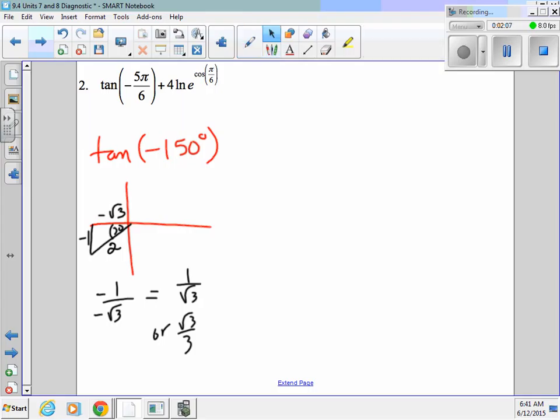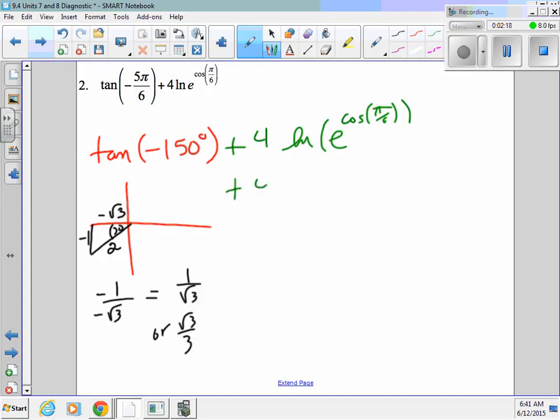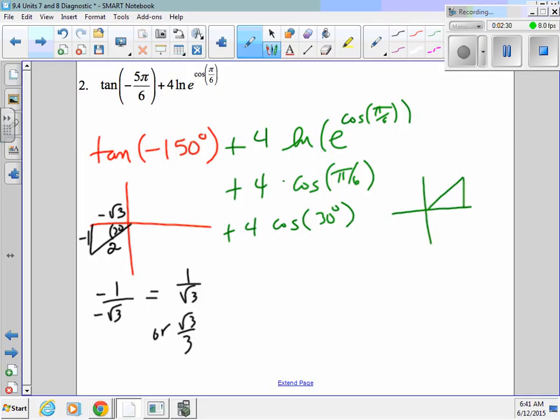So back to the top here, so we have plus 4 ln of e to the cos pi over 6. So I have 4 ln of e to the something, which is just the something. So this is 4 times cos of pi over 6. So I have plus 4 cosine of 30 degrees. So 30 degrees is in the first quadrant. So we have a 1 opposite, a radical 3 adjacent, and a 2 hypotenuse. Cosine is adjacent over hypotenuse, so I get radical 3 over 2. So I would get radical 3 over 3 plus radical 3 over 2.